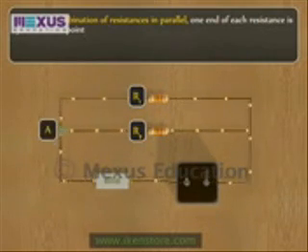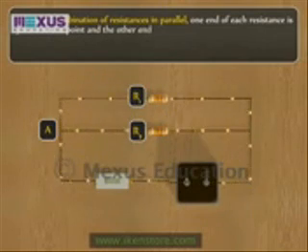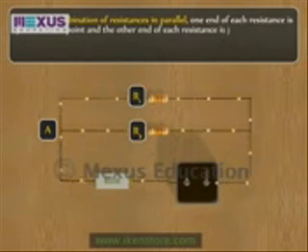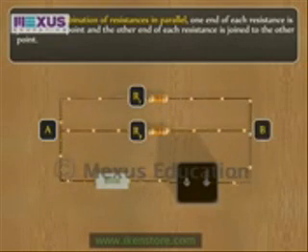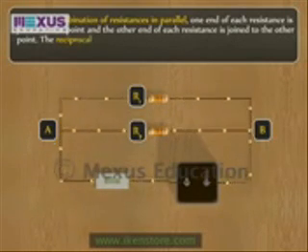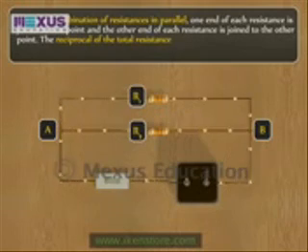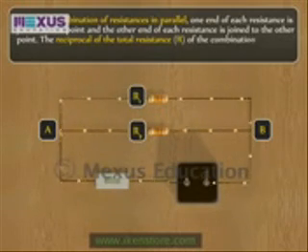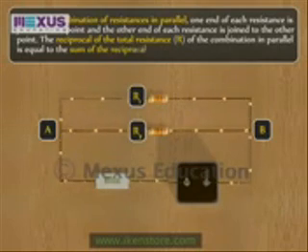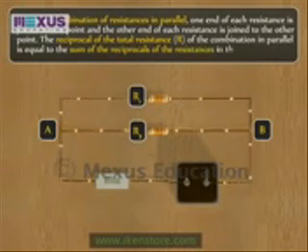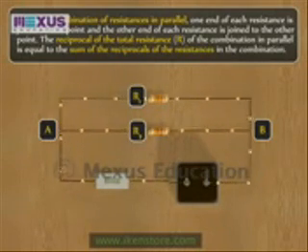In case of combination of resistances in parallel, one end of each resistance is joined to one point. Here it is A, and the other end of each resistance is joined to the other point. Here it is B. The reciprocal of the total resistance R of the combination in parallel is equal to the sum of the reciprocals of the resistances in the combination.